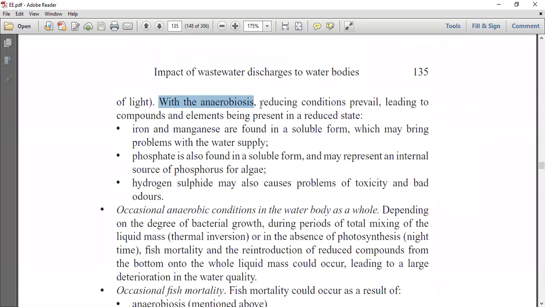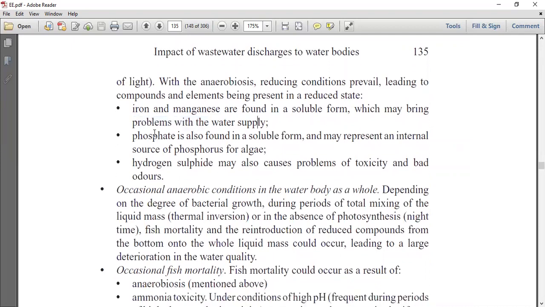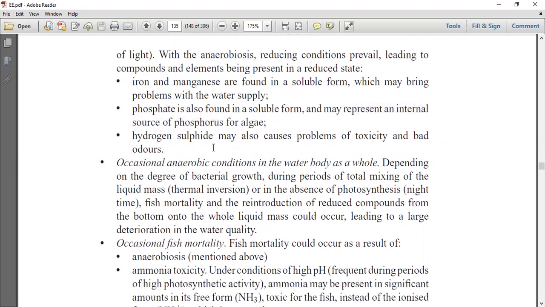With the anaerobic condition, reducing conditions prevail, leading to compounds and elements being present in the reduced state. Iron and manganese are found in the soluble form, which may bring problems with the water supply. Phosphate is also found in the soluble form and may represent an internal source of phosphorus for algae. Hydrogen sulfide may also cause problems of toxicity and bad odors.